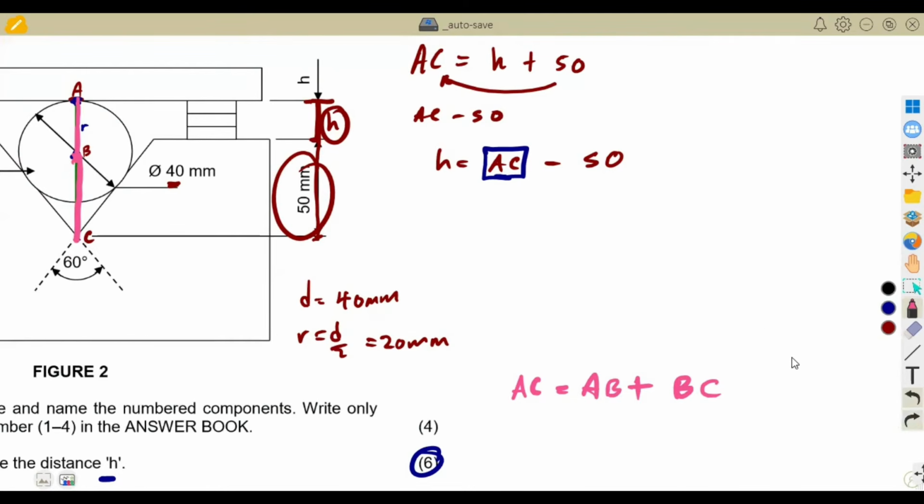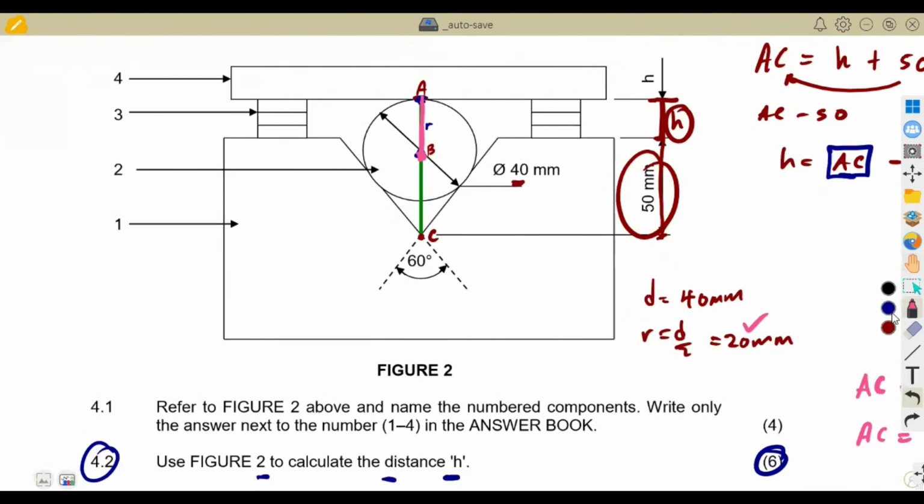So how do we take advantage of this? I said AC is equal to AB, and we agreed that AB represents the radius. So this is our radius, which is 20. We already have this, plus BC. We do not have BC. So it's step by step. I do not have this, I have to find that. Let's think of calculating BC.